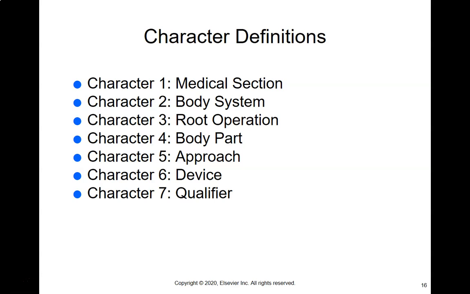The definition characters are: character 1 is the medical section. Character 2 is the body system, such as your respiratory, integumentary, cardiovascular. Character 3 is the root operation. Character 4 is the body part. Character 5 is the approach. Character 6 is the device. And character 7 is the qualifier.